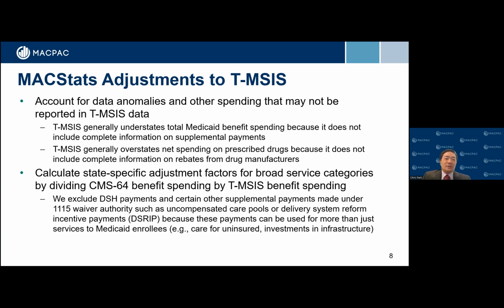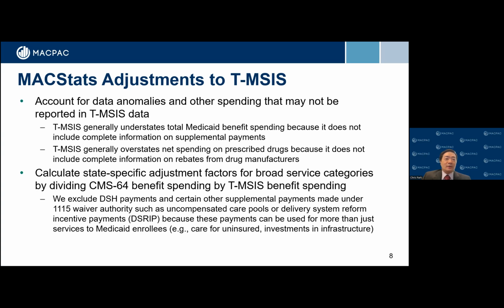TMSIS generally overstates net spending on prescribed drugs because it does not have data on rebates from drug manufacturers. Although TMSIS does allow states to report supplemental payments and drug rebate collections, most states are not reporting these data at this time. The extent to which spending in TMSIS differs from that reported on the CMS 64 varies by state, meaning that a cross-state comparison of unadjusted TMSIS amounts may not reflect true differences in benefit spending.